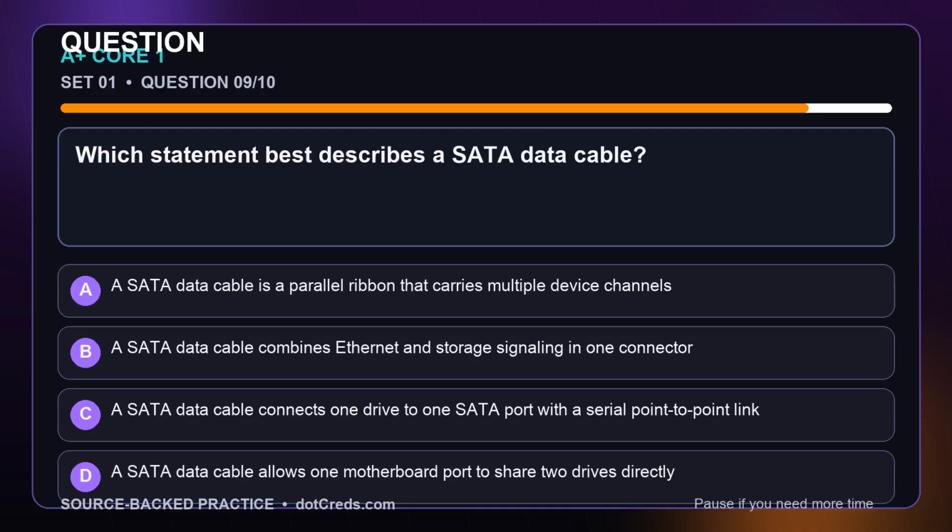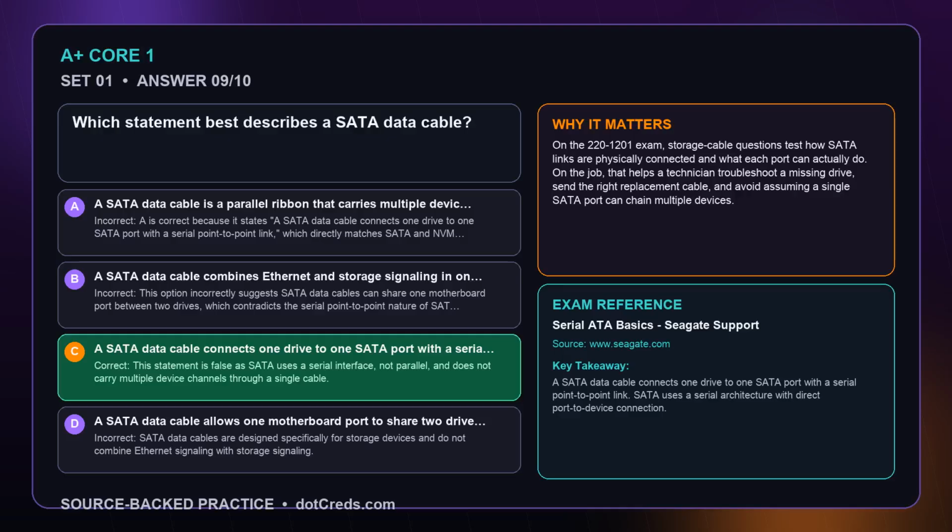Lock your answer now. Question 9 answer. C. A SATA data cable connects one drive to one SATA port with a serial point-to-point link. SATA uses a serial architecture with direct port-to-device connection.